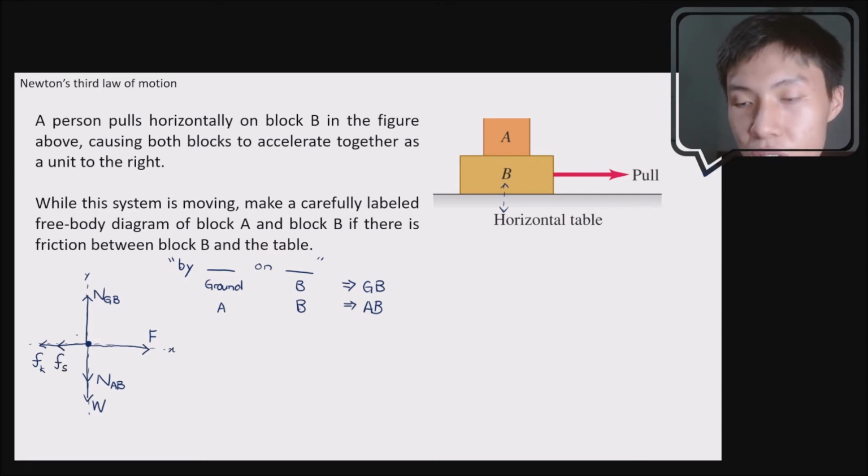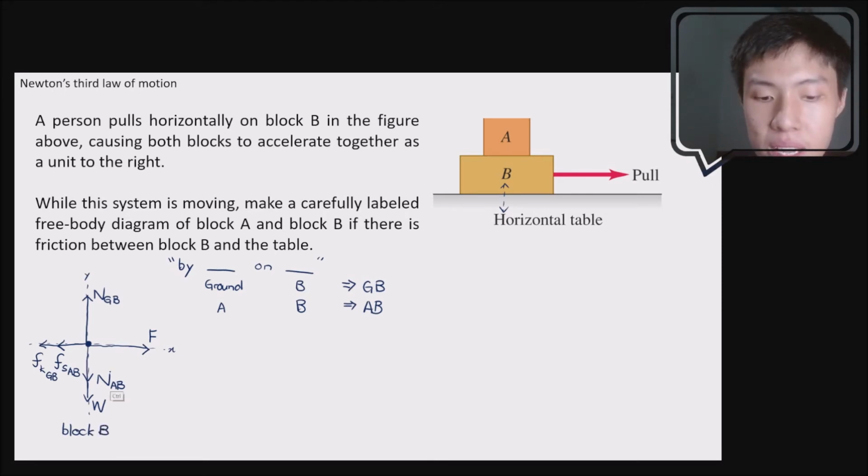Okay, so let's try to label it as well. This kinetic friction here is exerted by the ground on B. So let's label it by the ground on B. Whereas this static friction here is exerted by object A on object B. So this one will be A, B. Okay, so this will be the free body diagram for block B.